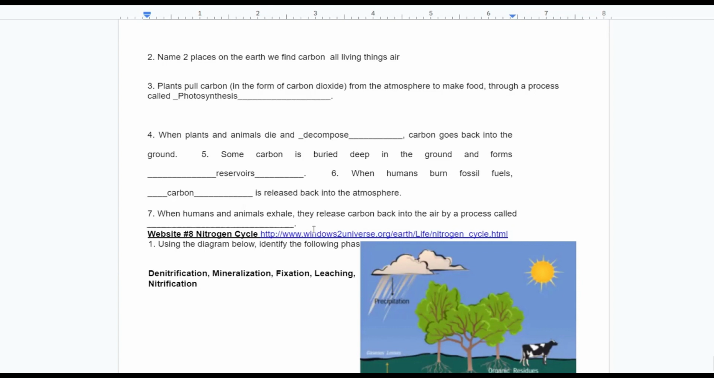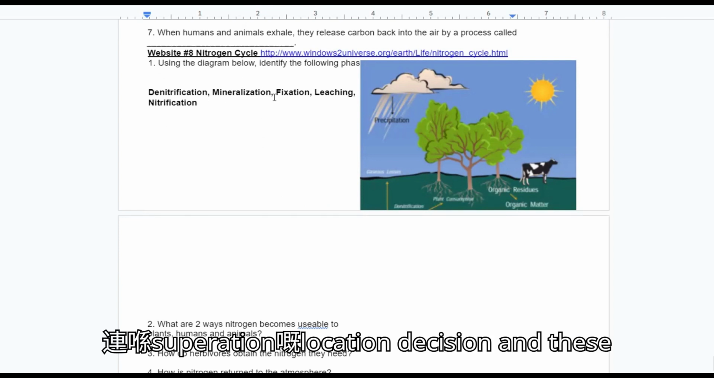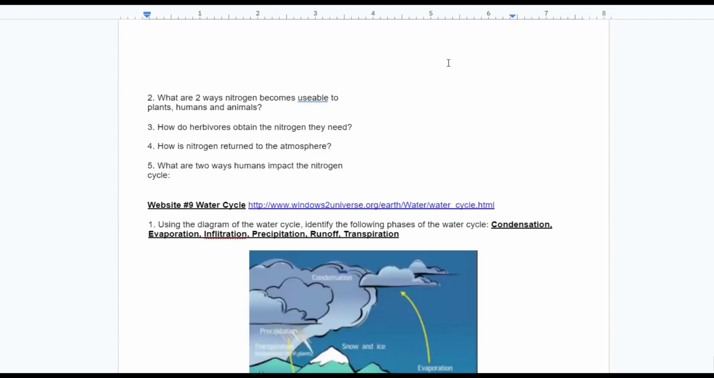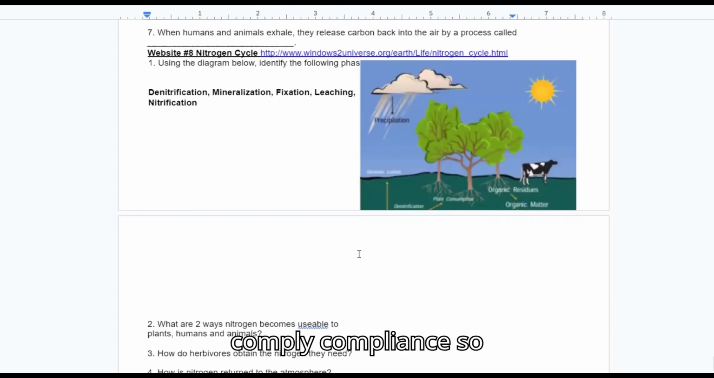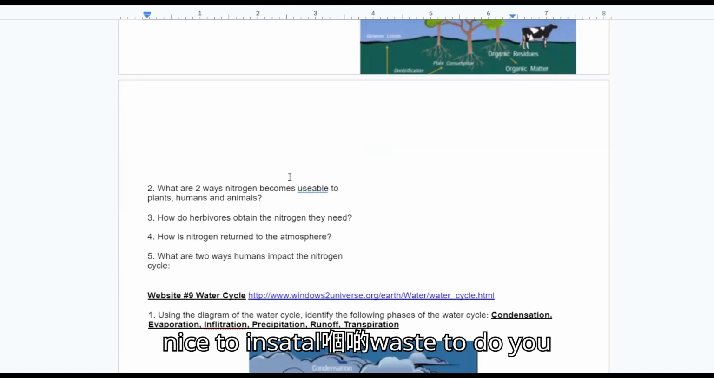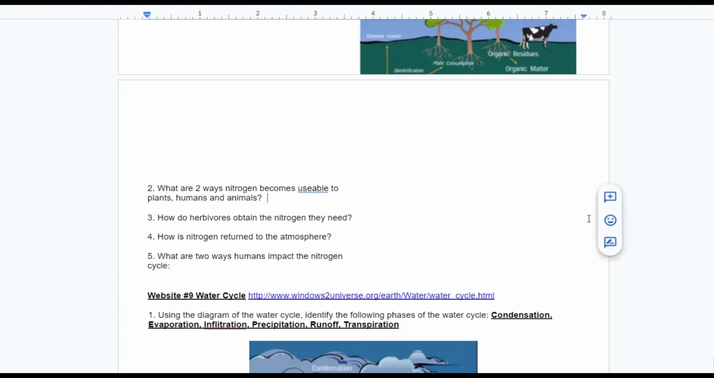All right. So now we're going to be looking at denitrification, mineralization, fixation, leaching, and nitrification. These are a little bit more complex. Some of you have never really heard of the nitrogen cycle. What are 2 ways nitrogen becomes usable to plants, humans, and animals? Okay. It's in the air we breathe and our food. It's in almost all living things, because think about it, all living things need nitrogen.